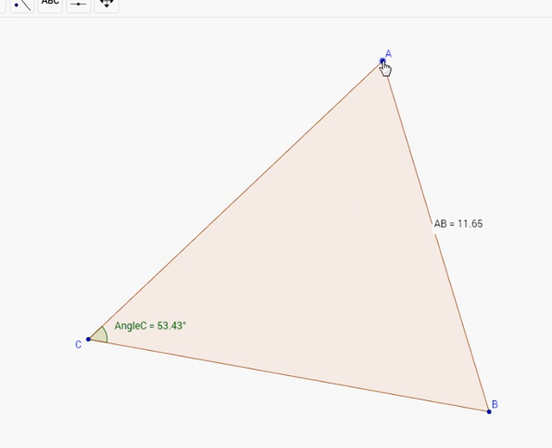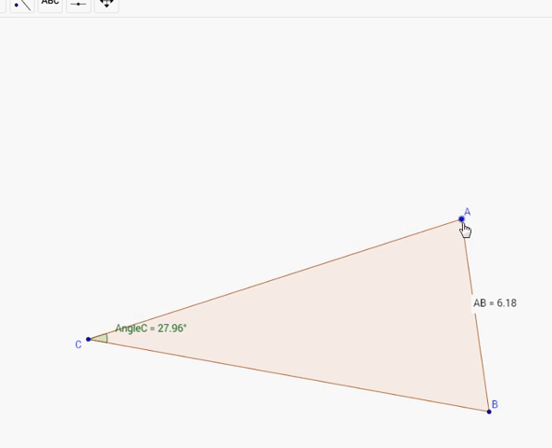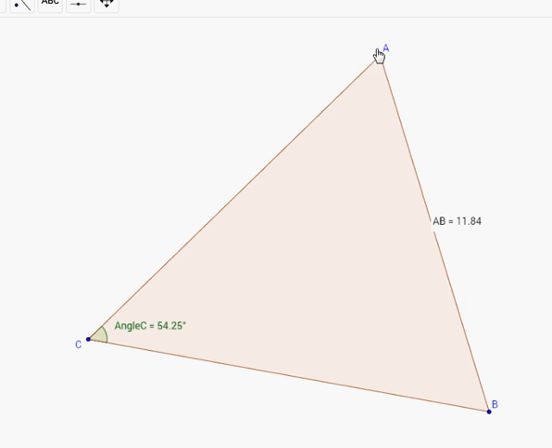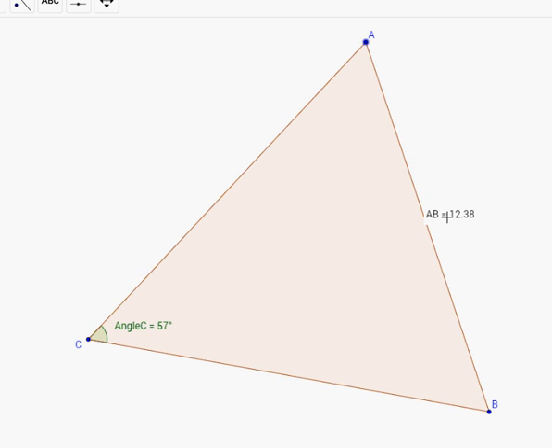Did you notice that? So if I make the angle smaller, the side gets smaller. If I make the angle bigger, the side opposite from that angle gets bigger. All right?